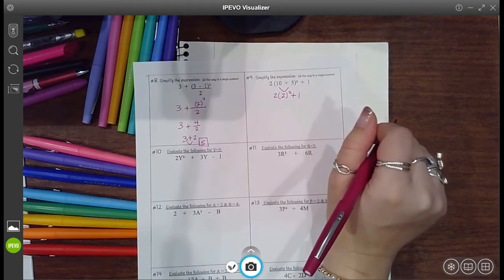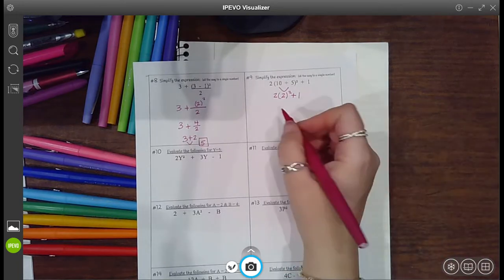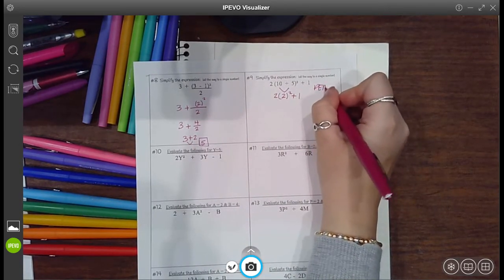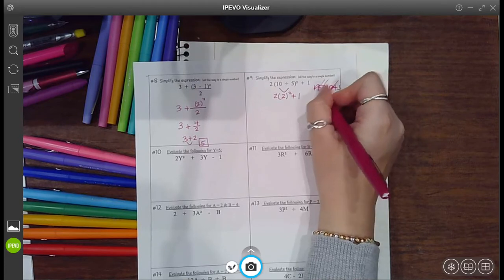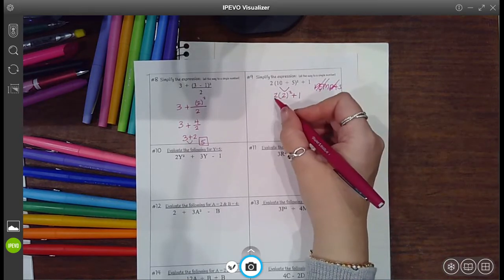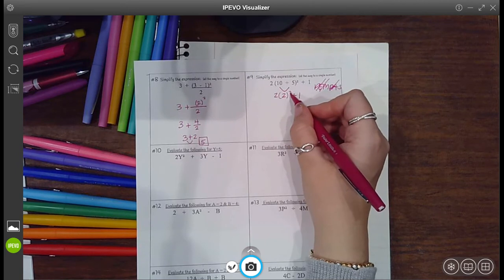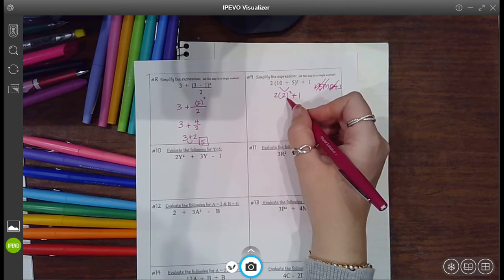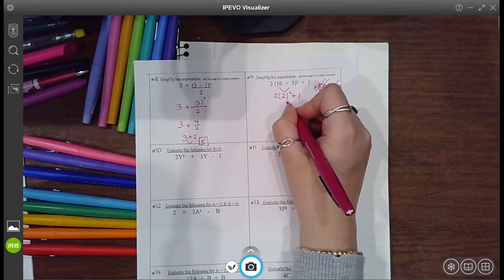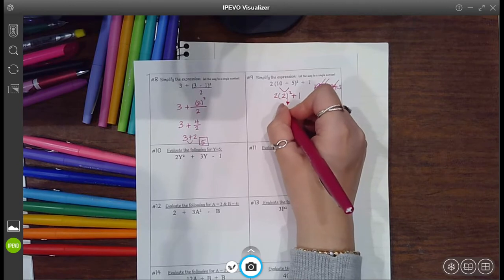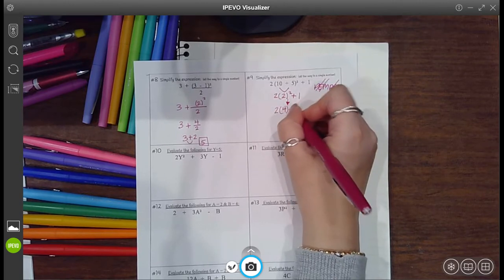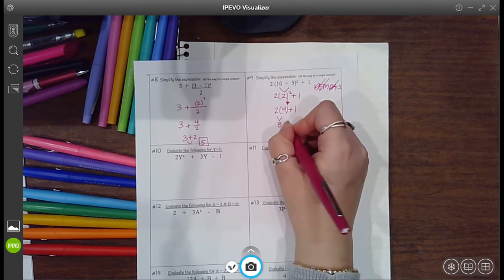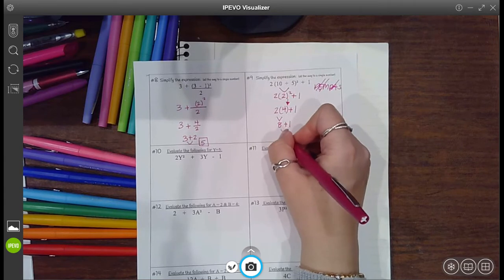Okay, now you're like, what's happening here? Do I do the multiplication first or do I do the exponent first? Well, remember PEMDAS, right? This is saying 2 times 2. This is saying 2 squared with an exponent. Do you do multiplication first or exponents first? You do exponents first. So I'm going to do this first, that 2 squared, which is 4, and bring down the 2 and plus 1. And then you have 2 times 4, which is 8 plus 1. And 8 plus 1 is 9.